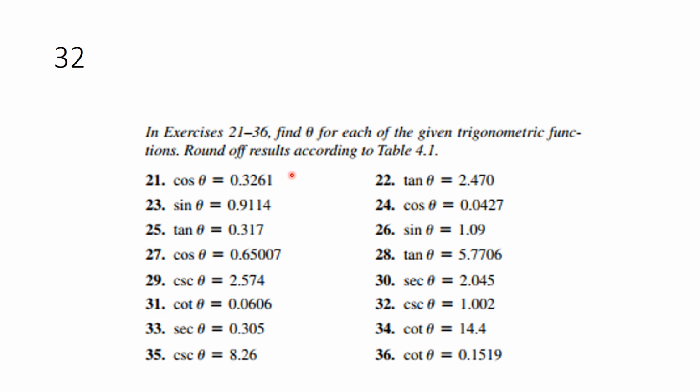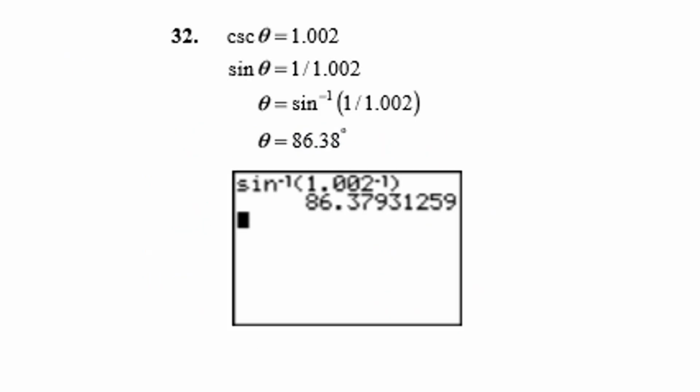Here's another example. I guess I said 32, but this is going the other way because we now know that the cosecant of theta is 1.002. But we don't have a calculator button that tells us about the inverse cosecants. So we have to realize again that this is 1 over the sine. So the sine of this angle theta is 1 over 1.002. And so that's what we do.